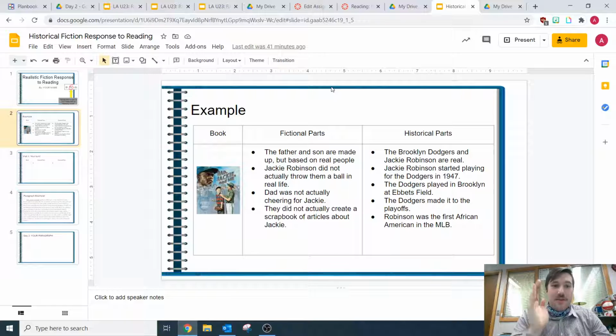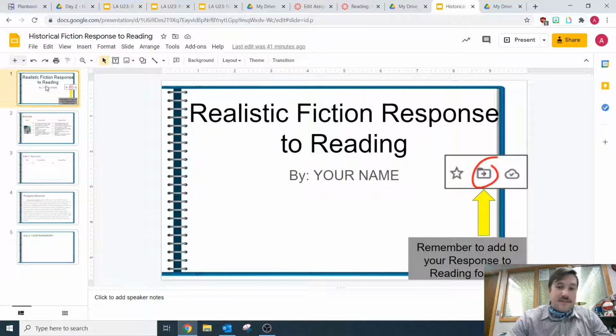And you're going to make sure that you put this in your response to reading folder, because you're going to need this tomorrow or during your second visit for response to reading.